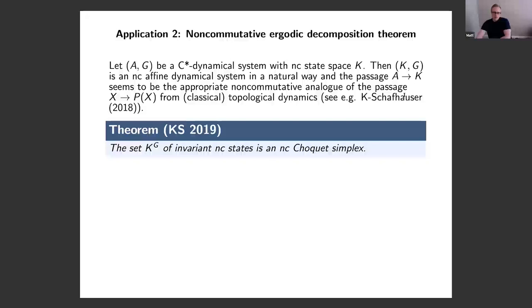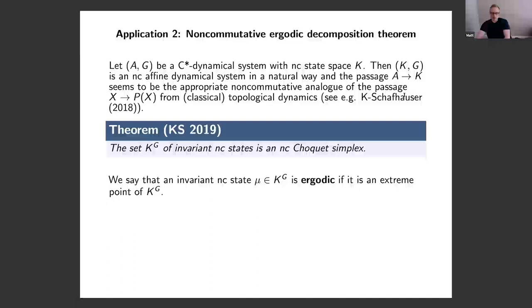So in general, whenever I have a compact NC convex set, and I have an action by a group G on that space, then the set of invariant states will be an NC simplex, an NC Choquet simplex, just like in the commutative case. And following that, if K now is coming from a C-star algebra, so that means it's an NC state on my C-star algebra, we'll say that it's ergodic if it's an extreme point of the set of invariant NC states, which is itself an NC convex set.